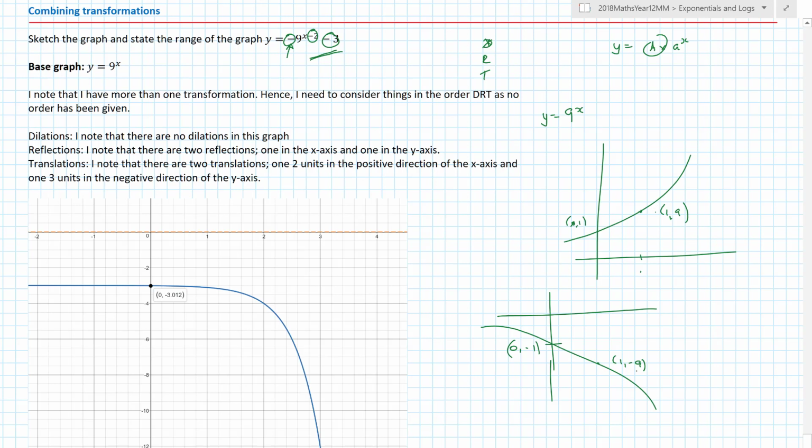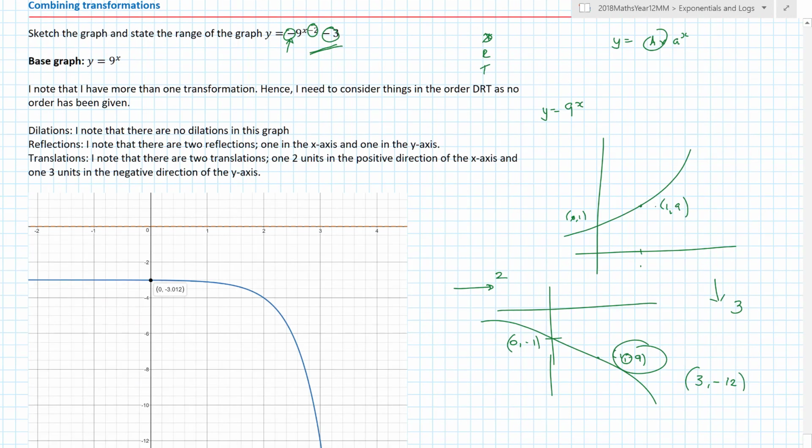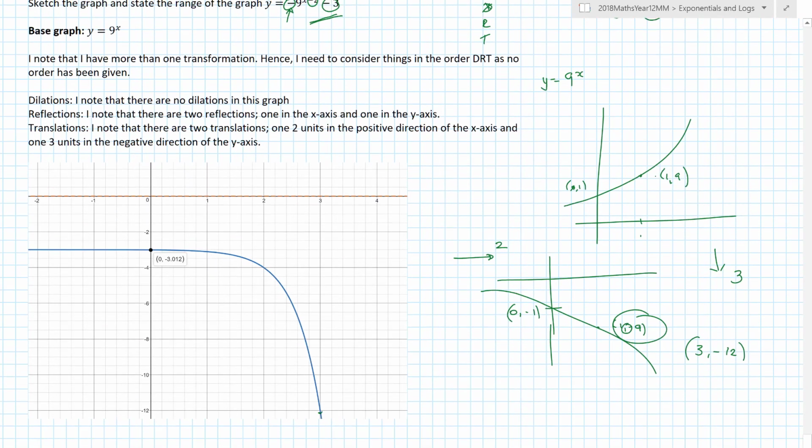Then I've got my translations. So that minus 2 means I'm going to move my whole graph 2 units that way. And that minus 3 means I'm going to move my whole graph down 3 places. So I can now say automatically that 1, minus 9 is going to become 3, because I'm adding 2 onto that and taking another 3 away, 3, minus 12. There we go, that point there, thankfully, is 3, minus 12, which for some reason I didn't label on this graph.